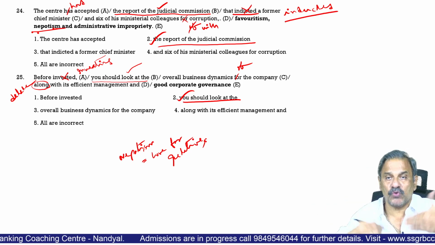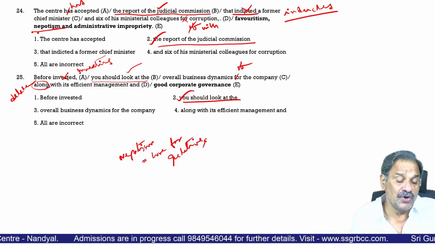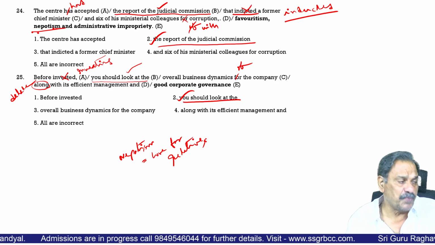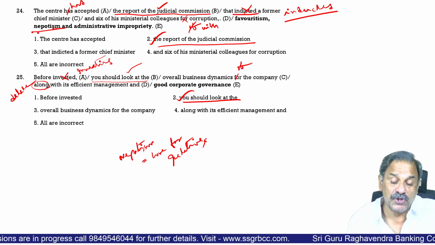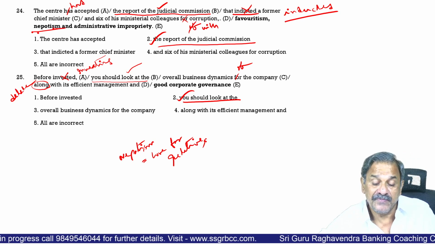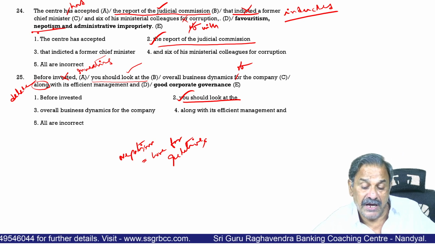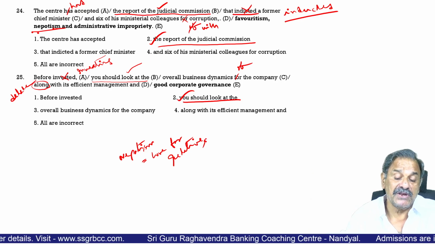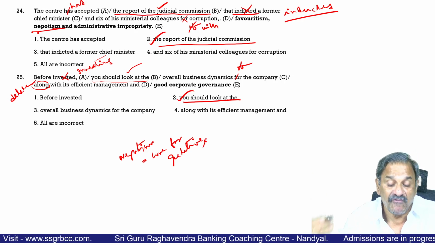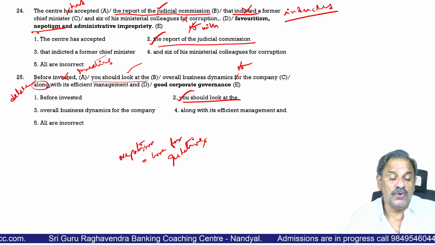Inducted means chercukonuta. So here you have to change the vocabulary. It is past, so you have to change present perfect to past perfect. So the center had accepted the report of the Judicial Commission that inducted a former chief minister and 6 of his ministerial colleagues with corruption, favoritism, nepotism and administrative impropriety.